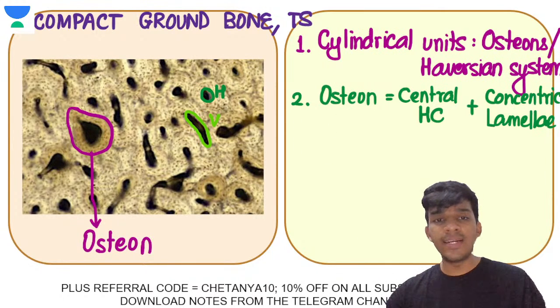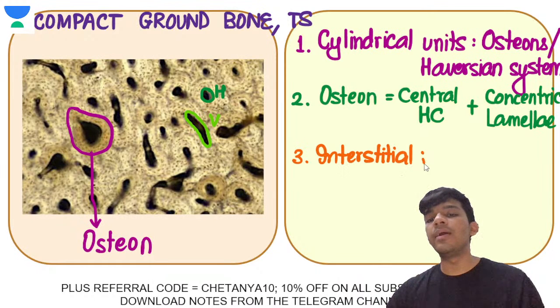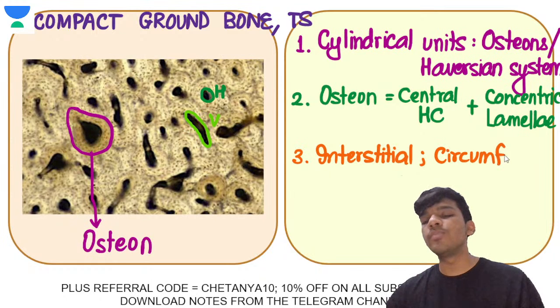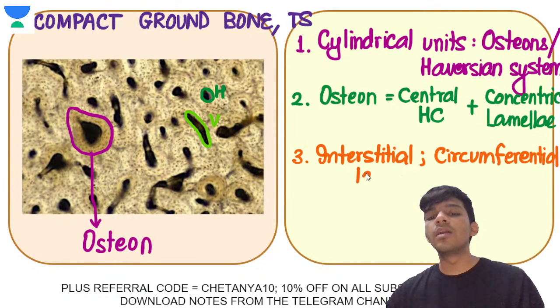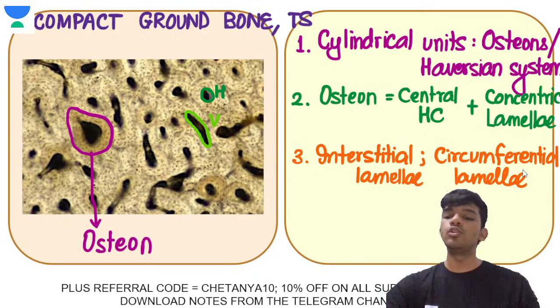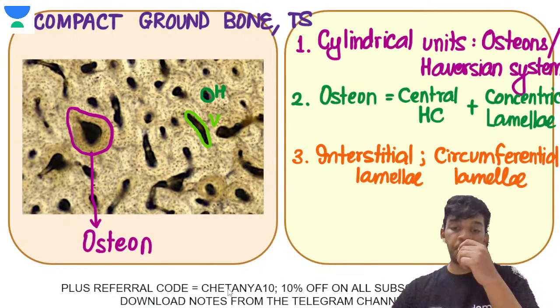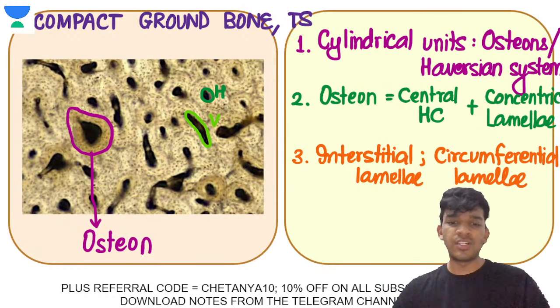I will tell you later on what these lamella are, but for now just note down interstitial. I will show you interstitial, and I will also show you circumferential lamella. Interstitial lamella and circumferential lamella can also be appreciated. So three types of lamella I told you: interstitial, circumferential, and concentric, which you have already seen. This again I will show you. Do not worry.